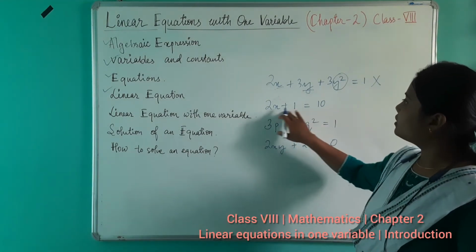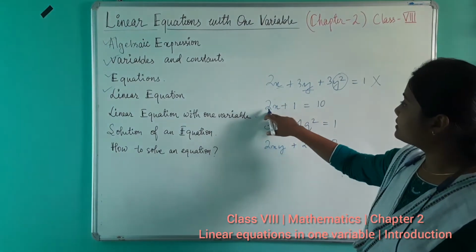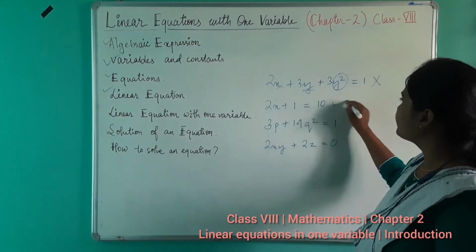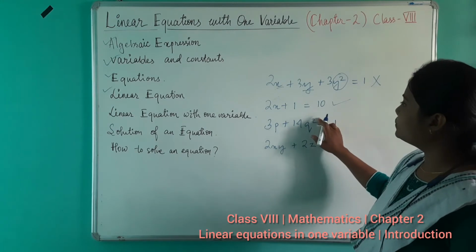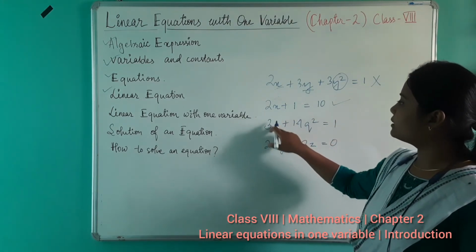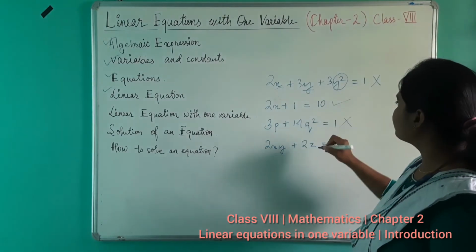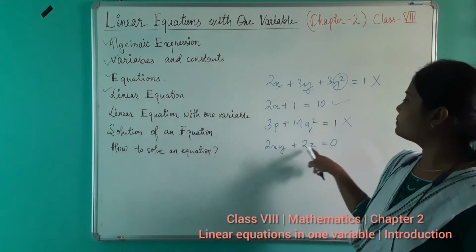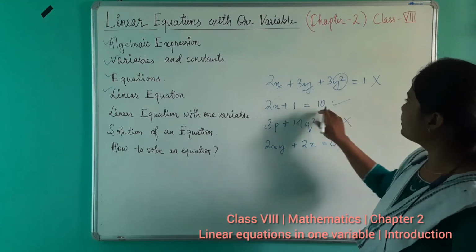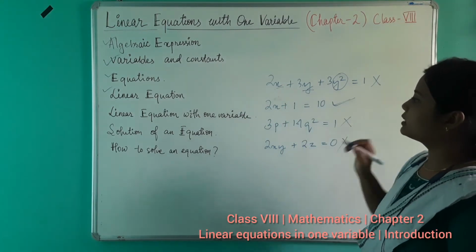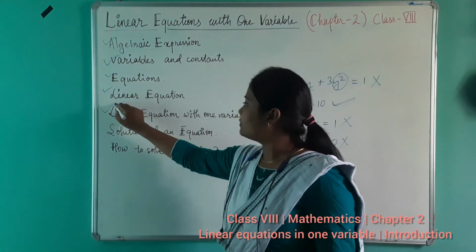Again, you see here 2, 1 and 10 are constant terms and one variable is present, that is x. So we can say this equation has only one variable. And again, this is also linear. Here the degree is 2 of q and another variable p is present. So this is not with one variable. Here 3 variables are present, x, y and z. So this is not an equation with one variable. The only equation that has one variable is the second one only. So now I hope you are clear about the linear equation with one variable.